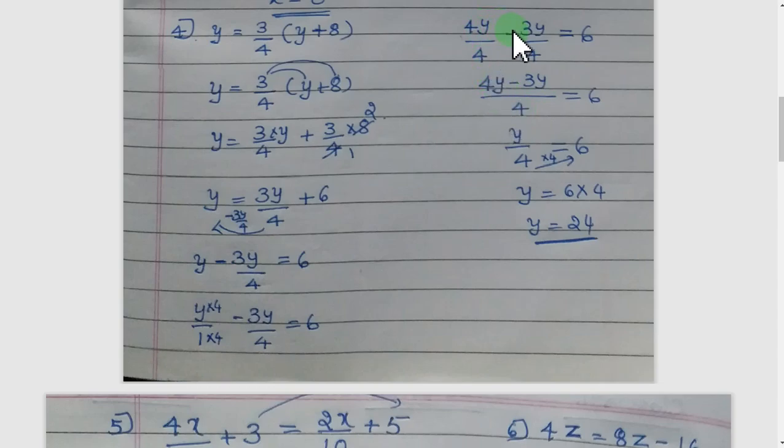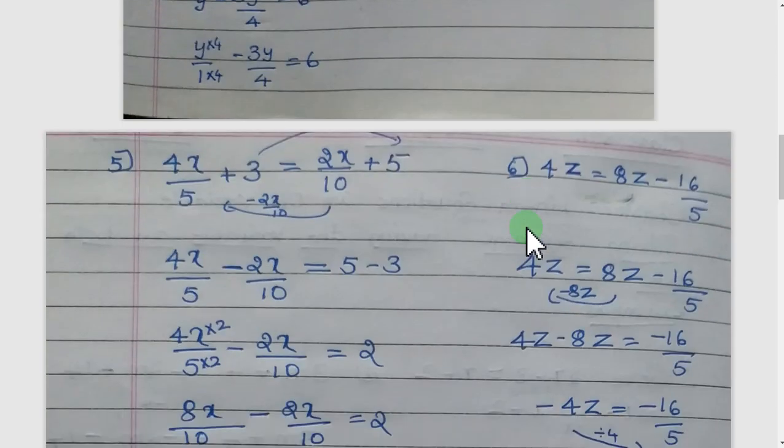Subtract the numerators because here is a minus sign, 4y minus 3y. 4y minus 3y is 1y by 4 is equal to 6. Now you take 4 to the other side, division becomes multiplication. 6 into 4, y value is 24.